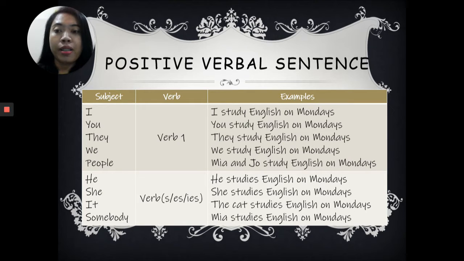What about subjects he, she, it, and somebody? They need verb s or es or ies. Now look at examples. He studies English on Mondays. She studies English on Mondays. The cat studies English on Mondays. Mia studies English on Mondays.